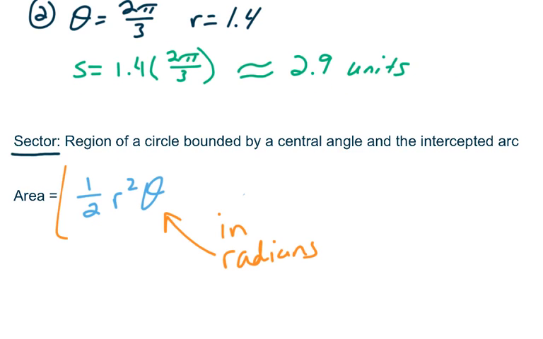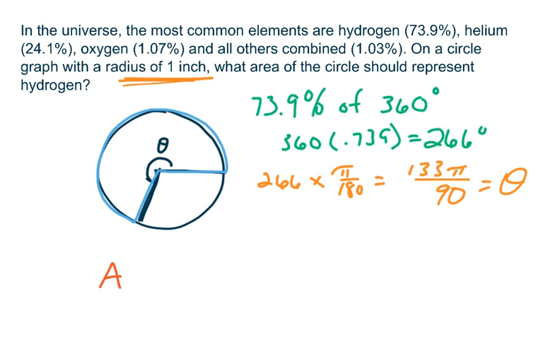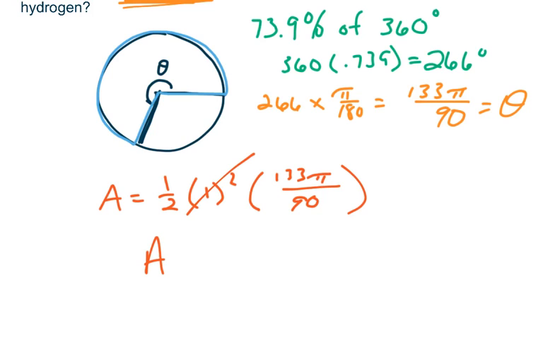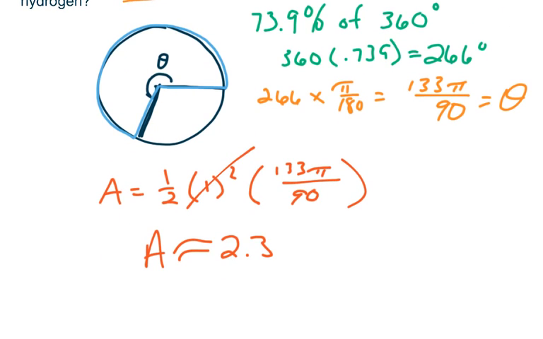Going back to our formula, we have enough to figure out the area of that sector. So area equals 1/2 times my radius, which was 1 squared, times my angle, which was 133 pi over 90, and type that into your calculator. 1 squared basically goes away, so really it's 1/2 times 133 pi over 90, and when you type that into your calculator, what you're going to find is the area of that circle graph is approximately 2.3, and let's see, do we have a label? We do. We have inches, and since we're talking area, it is square inches.